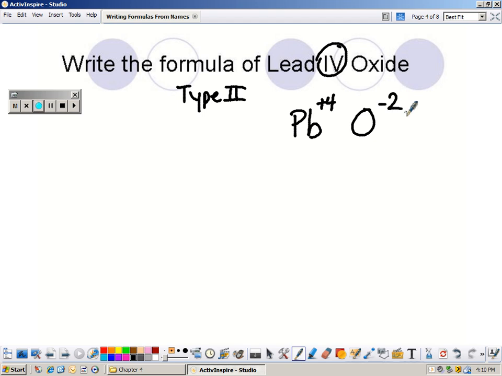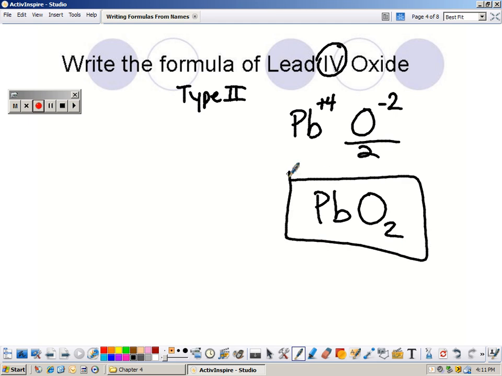So here, you're going to end up with a formula that is PbO. But again, in order to have a neutral formula, you're going to need 2 oxides. That'll give you -4, and that -4 will cancel out the +4. So you need 2 oxygens to every 1 lead, and there's your formula. Okay, let's try another one.